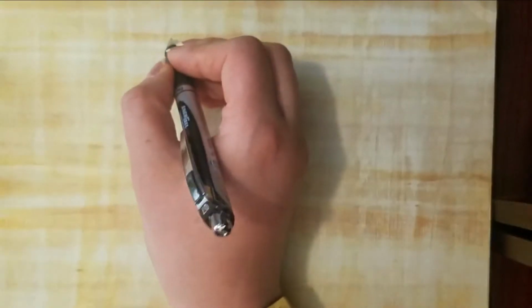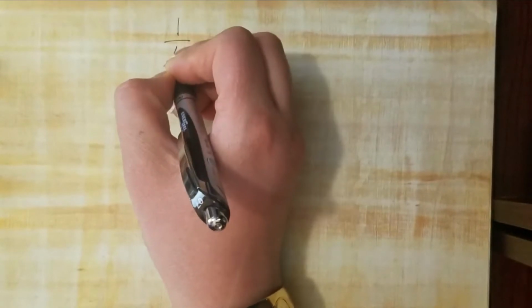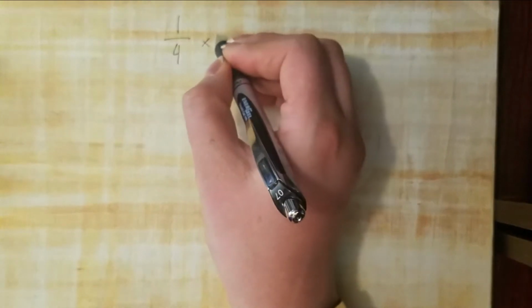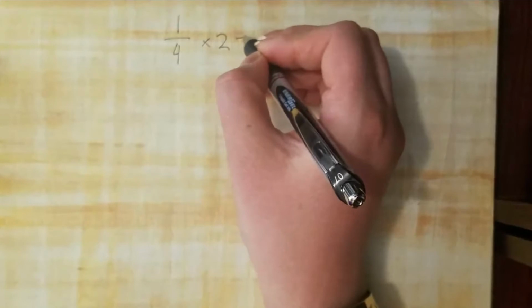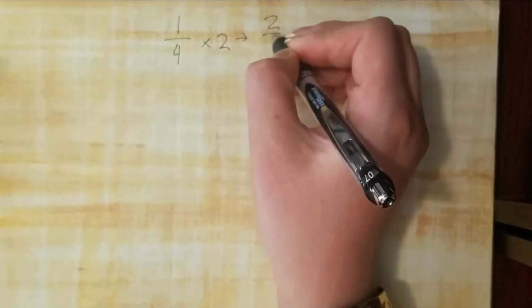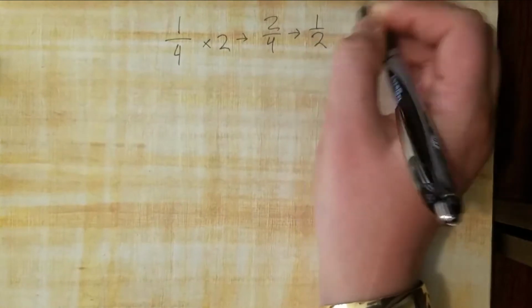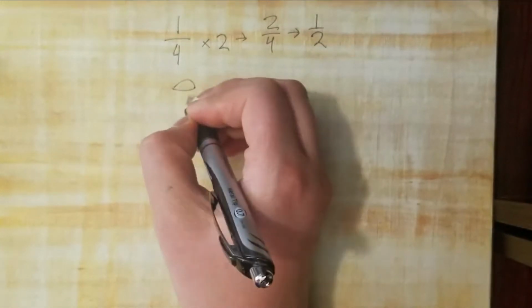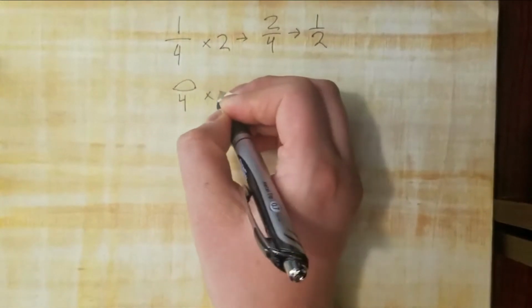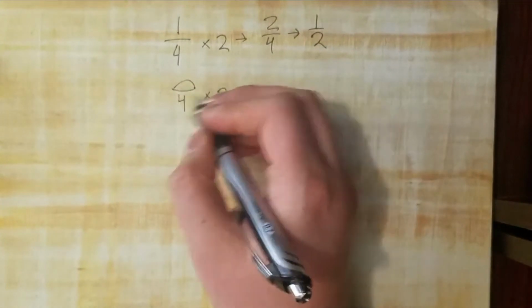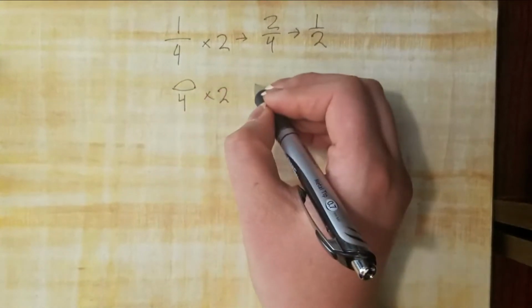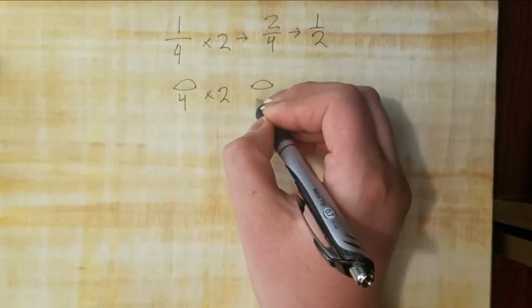So we're going to start out with, if we had 1/4 and we were multiplying it by 2, we would get 2/4, reduce that down to 1/2. They would have 1/4 times 2, and they would just cut the denominator in half and get 1/2. It's very straightforward for that.